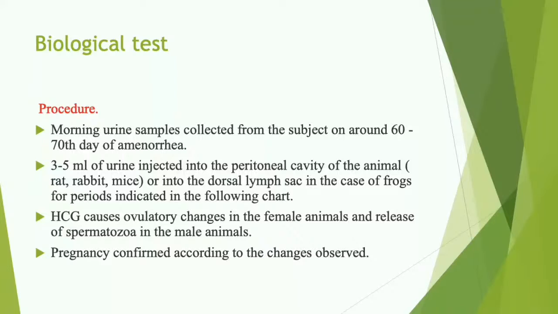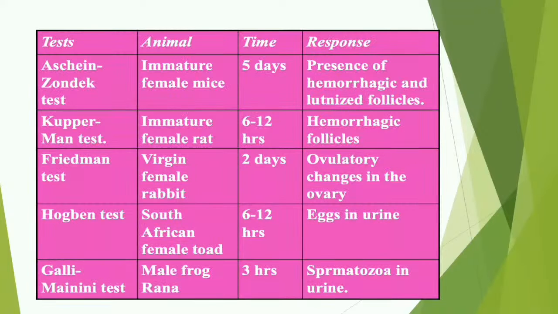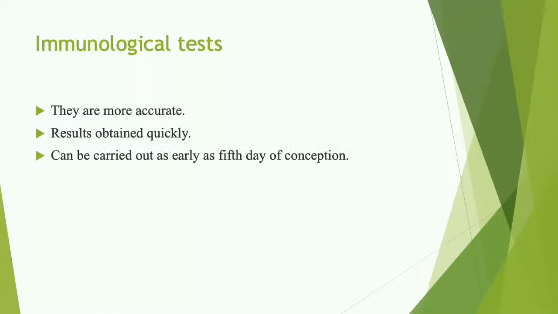So pregnancy was confirmed initially like this, right? But then we already saw the ill effects of the biological test. Now these are the various biological tests performed on different animals, be it a mice, a rat, rabbit or a frog. At least you need to know 2-3 examples from this and write the demerits of the system. So we move on to the immunological test.